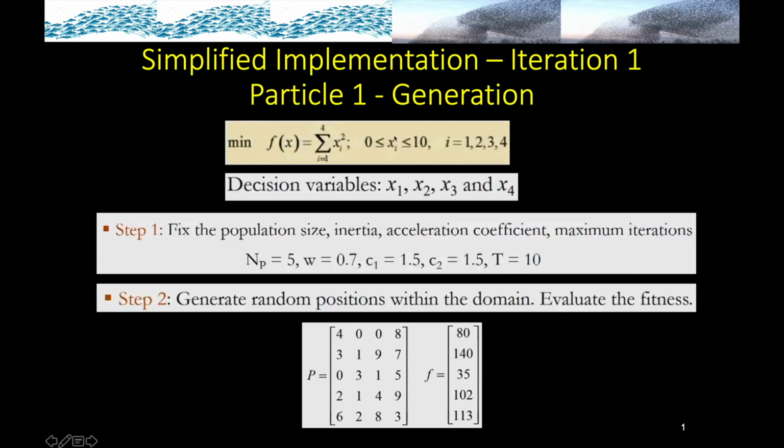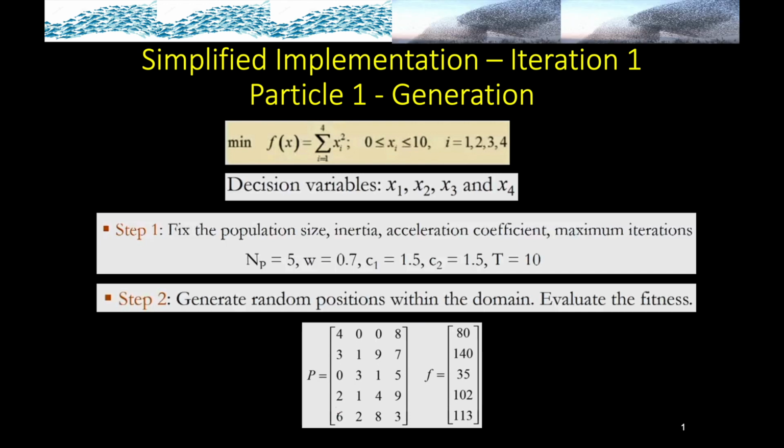With that in mind, we start the first iteration and the generation step in the first iteration. Each iteration will consist of a generation and an update step. In the generation step, we'll generate values for the position, and in the update step, we'll update the personal best and the global best if needed.